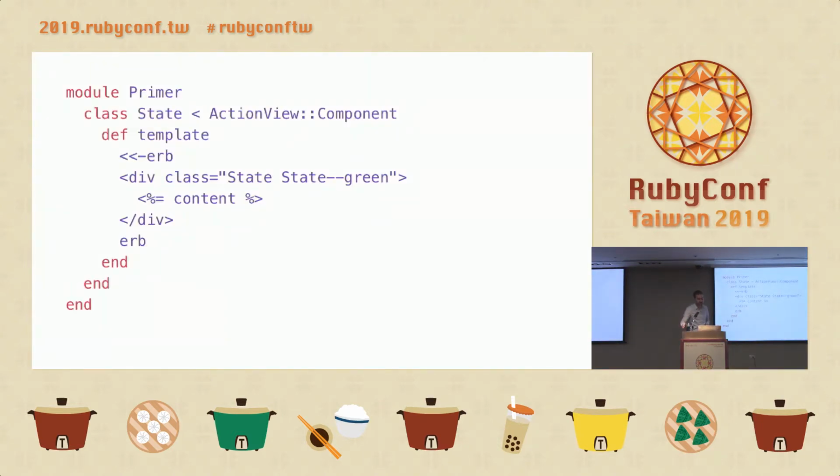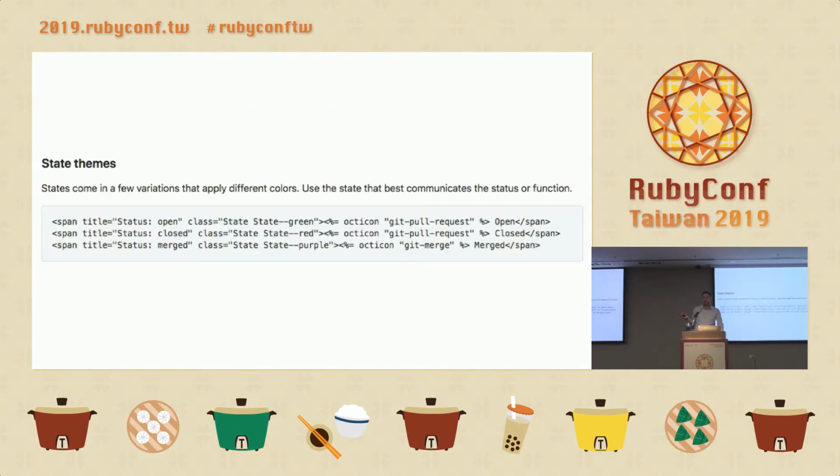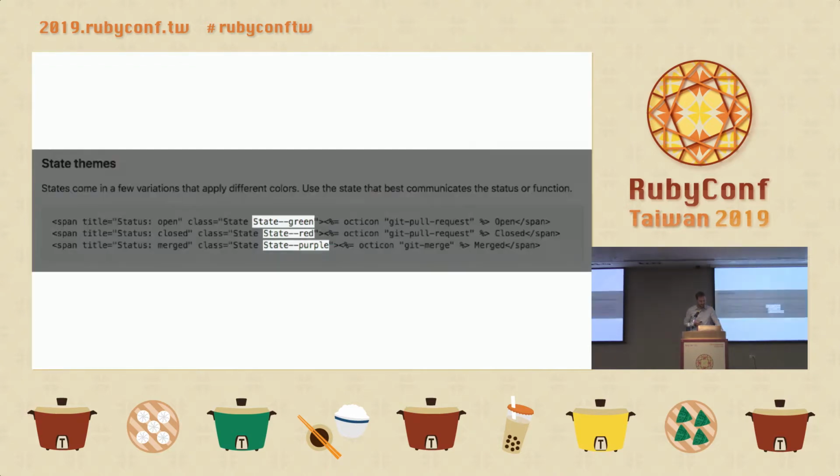So now that we have content, what about setting the color? Let's start by adding a color argument to the initializer. But what color values do we need to handle? Let's look at our documentation. Luckily, our design system has pretty thorough, somewhat up-to-date docs. It looks like we can specify 3 different colors: green, red, and purple. Otherwise, the component defaults to gray.